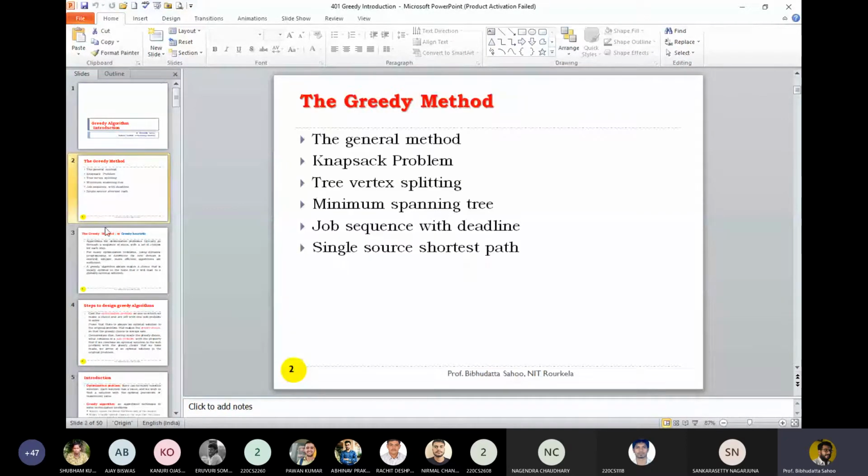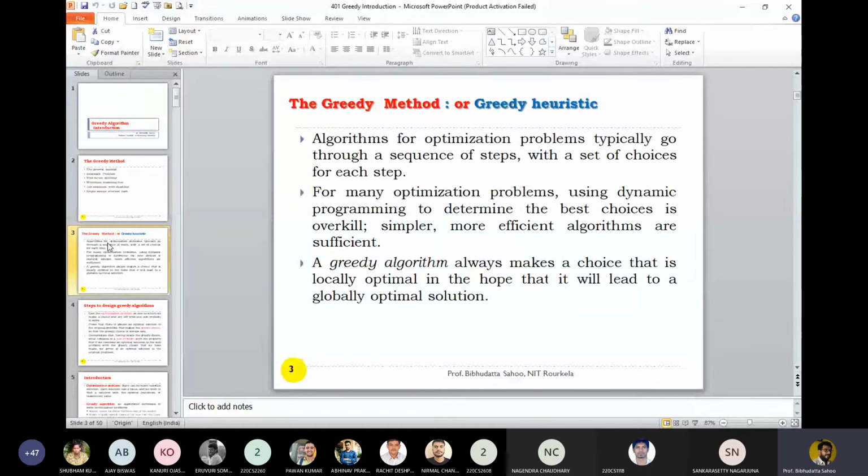Okay, now we are trying to look into the problem. You see, in general greedy is also a heuristic method. So what is the heuristic? We select the smallest or largest, that is the heuristic. When there is a selection among the candidates, we select the smallest or the largest.